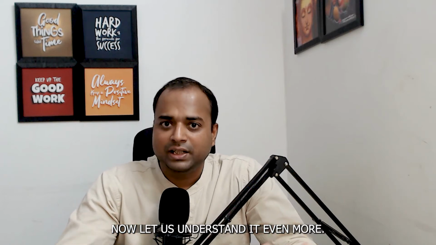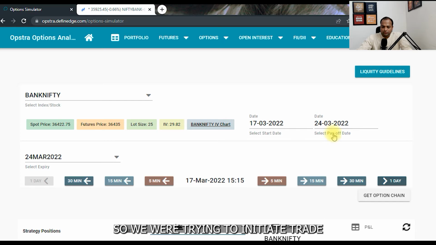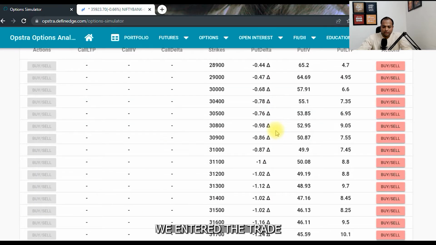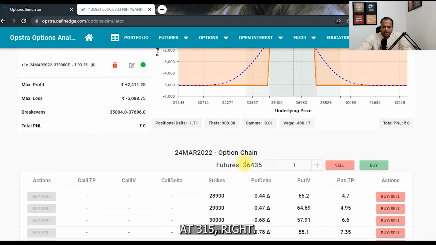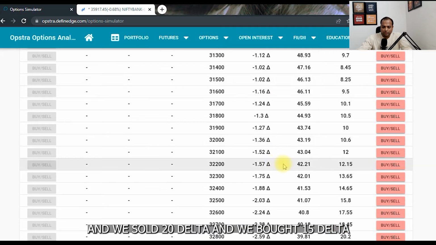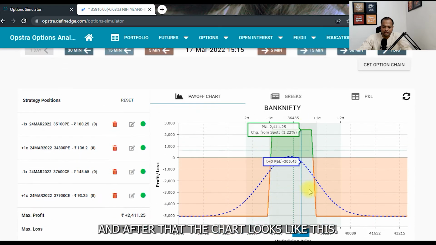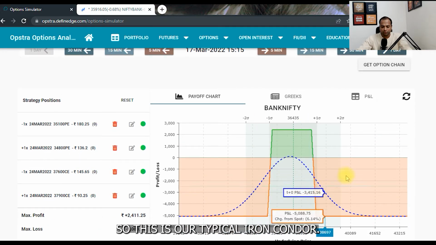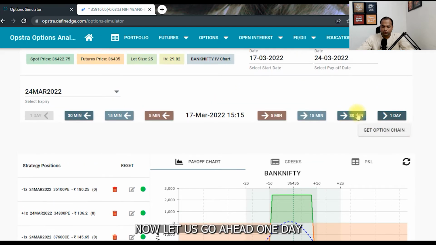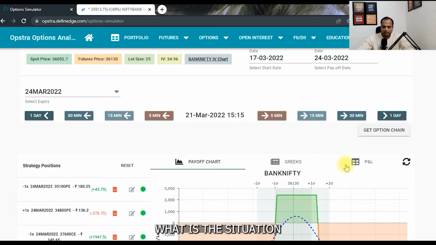Now let us understand it even more with a simulation. So we were trying to initiate a trade for 24th March expiry, and we initiated a trade on 17th of March. We entered the trade at 3:15, and we sold 20 delta and we bought 15 delta, both on the call and the put side. And after that, the chart looks like this. So this is our typical iron condor. Now let us go ahead one day. So on 21st March at 3:15, what is the situation?